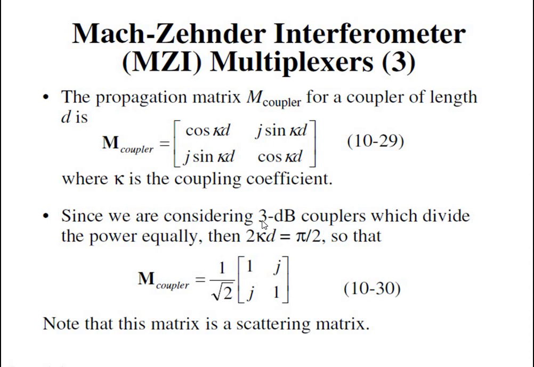Since we are considering 3 dB couplers that divide the power equally, we can write 2KD, where K stands for coupling coefficient and D is the length of the coupler, equal to pi by 2, so that this matrix reduces to this matrix over here, that is 1 by root 2 times [1, j; j, 1].